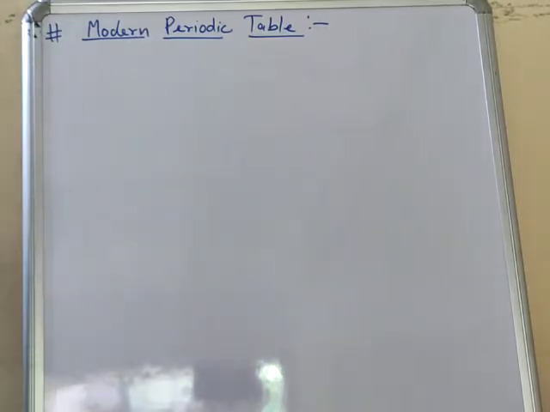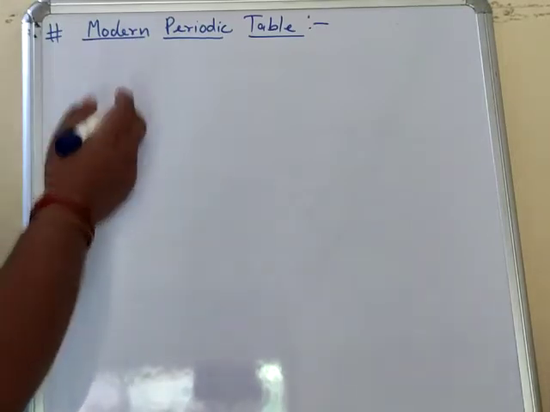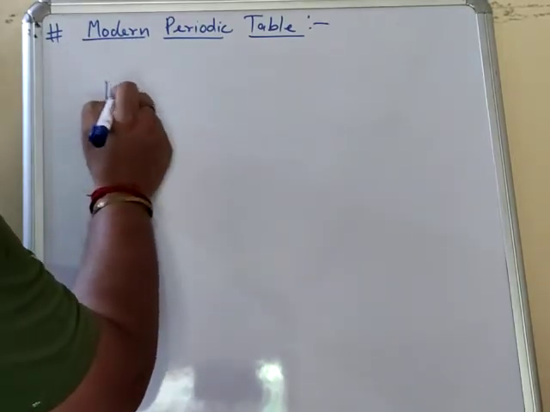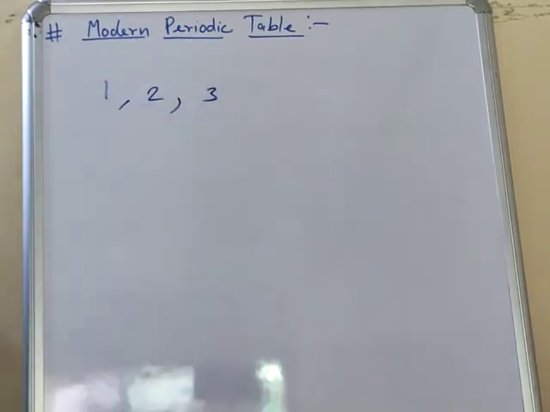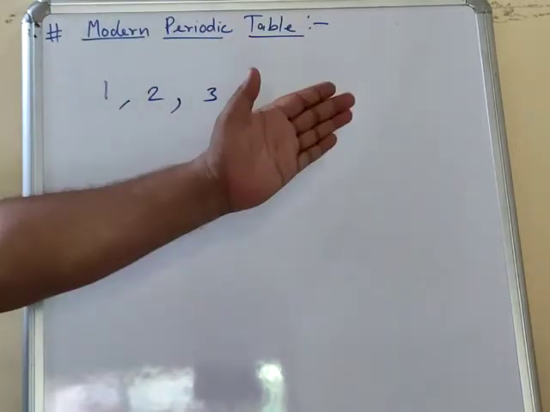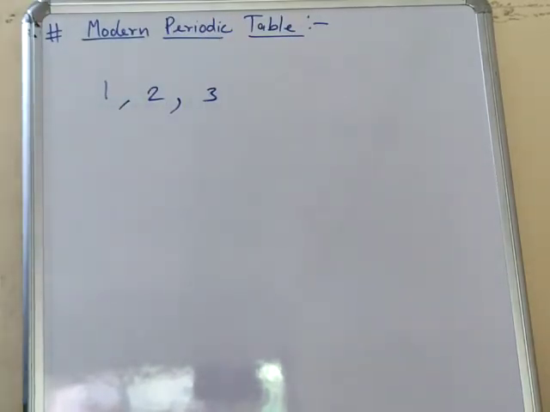What does the modern periodic law state? Modern periodic law states that when elements are arranged according to increasing atomic number, there is a periodicity in the electronic configuration as well as in chemical properties.